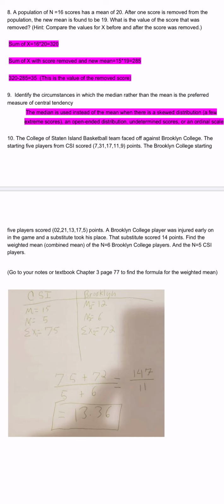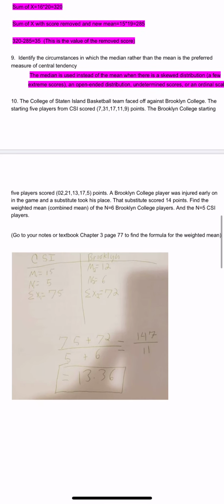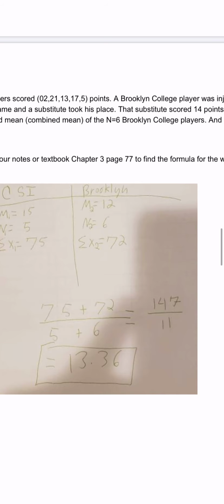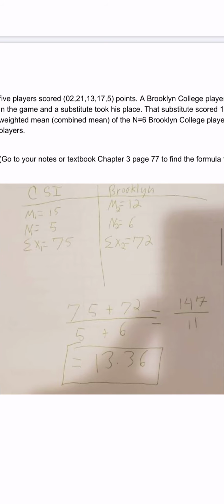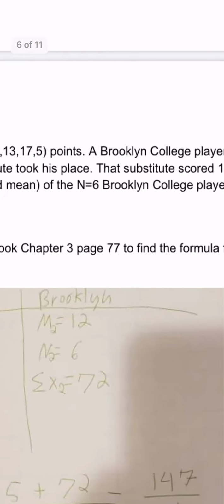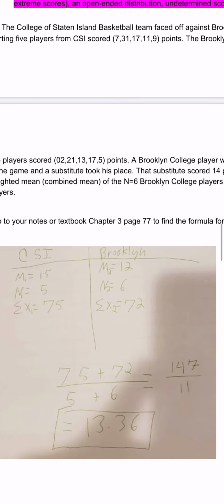Find the weighted mean, or combined mean, of the n equals 6 Brooklyn College players and the n equals 5 CSI players. You can find this formula on page 77. The formula is simply the sum of x1, the sum of the CSI scores, plus the sum of x2, the Brooklyn scores, divided by n1, the n of CSI, which is 5, plus n2, the n of Brooklyn, which is 6. I specified that n is 6 because we were adding the substitute score to the group.